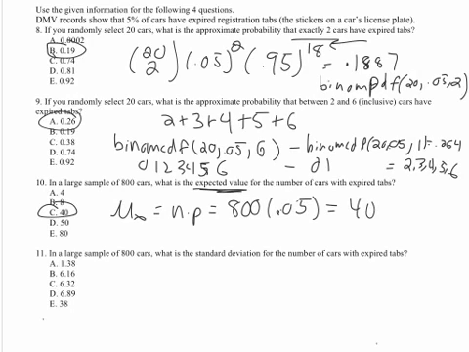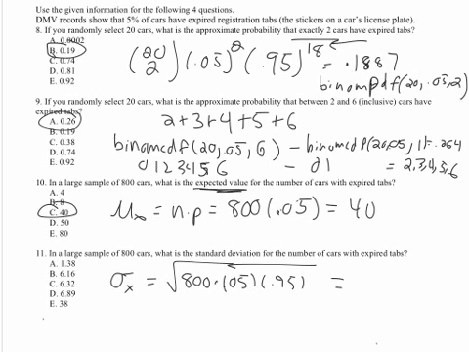And last but not least, in a large sample of 800 cars, what is the standard deviation for the number of cars with expired tabs? Well, the standard deviation would be the square root of our sample size times our probability of success, 0.05, times our probability of failure, 0.95. Which would be 6.16, which would be B.